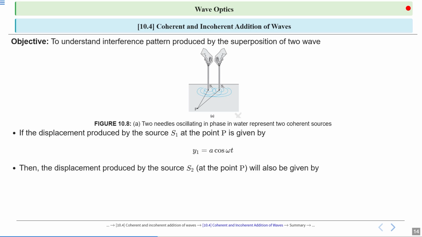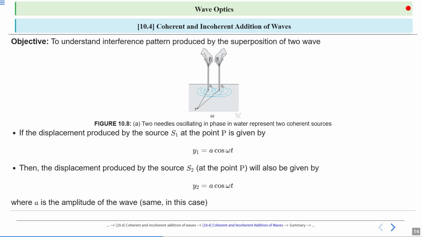So now the displacement produced by the source S2 will also be given as y2 equal to A cos omega t. Since they are in phase, there is no phase difference. So phase difference is 0. That's why y1 is A cos omega t, and y2 is also A cos omega t. Amplitude is also the same, so A is the amplitude of the wave, same in this case.